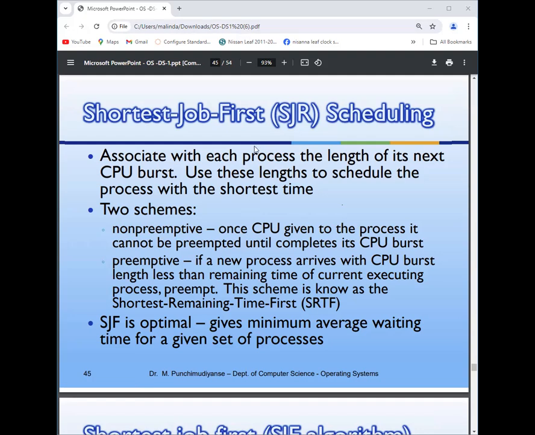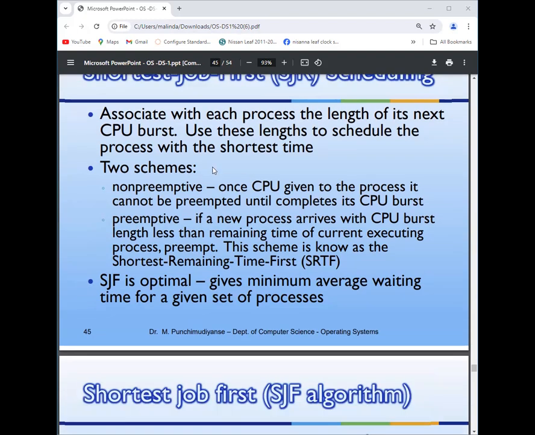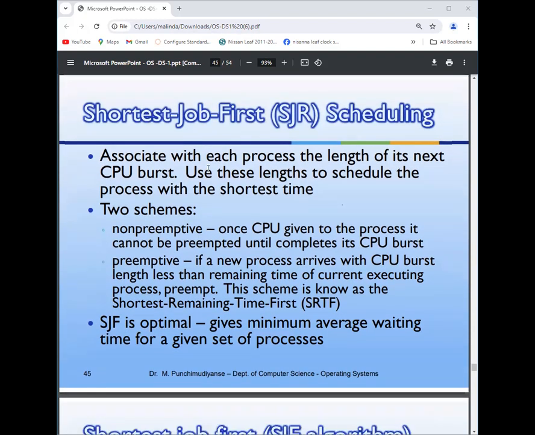Okay, let's go forward. So the next thing that we need to do is the shortest job first algorithm. That means when there are jobs in the queue, we pick the shortest one for the next CPU cycle. There are actually two types of shortest job scheduling. One is called non-preemptive and the second one is called preemptive.